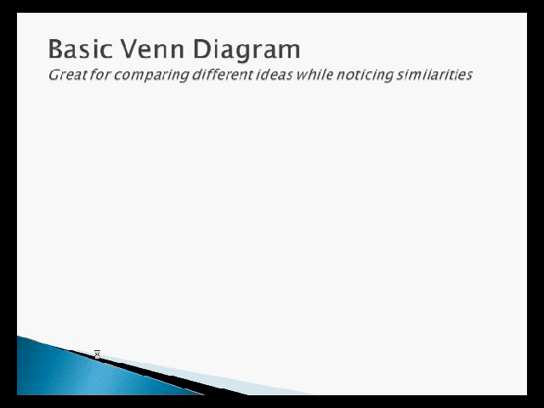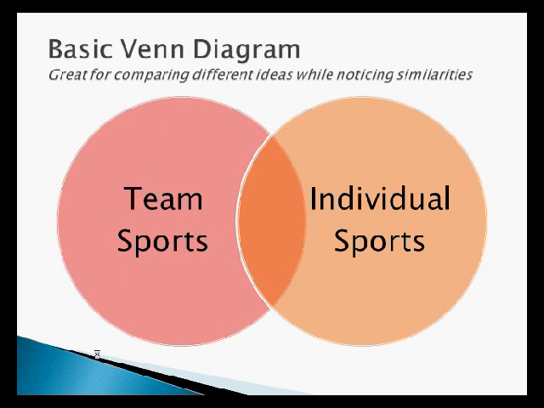Another tool is called a Venn diagram. And again, there are many different ways to do a Venn diagram, but this is kind of a basic way. Venns are very helpful when we're looking at things that seem to be opposites, but then also noticing, as you notice sort of in the middle between the two circles, what similarities they might share.